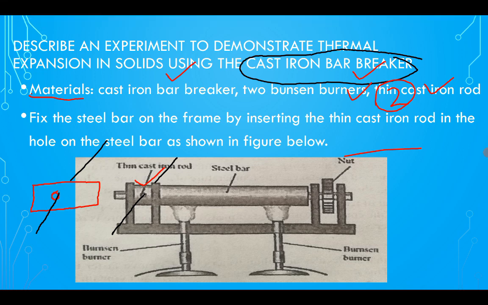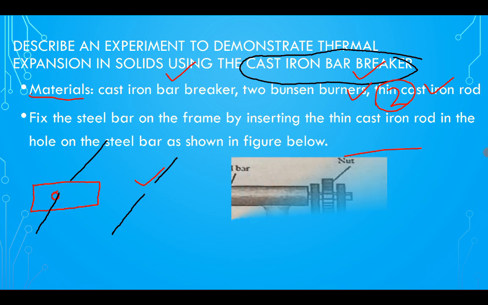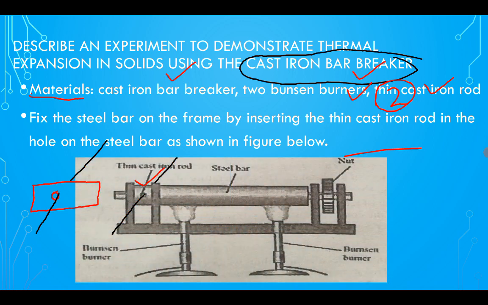That's very, very important to note. The thin rod is the one that needs to be broken due to the expansion of the steel bar.